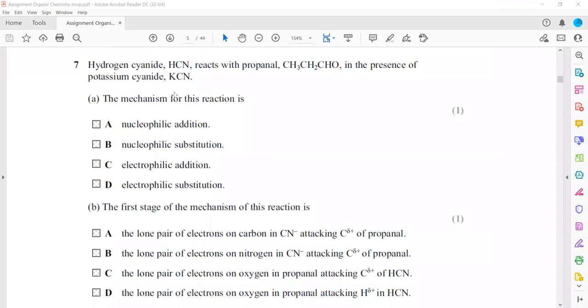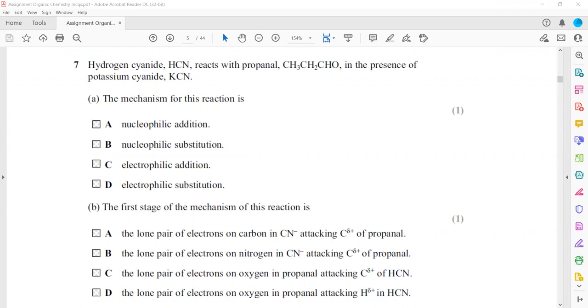Then in question 7, hydrogen cyanide HCN reacts with propanal, as you can see, an aldehyde is there, in the presence of potassium cyanide KCN. What is the mechanism of this reaction? How does this reaction proceed, or how does this reaction occur?